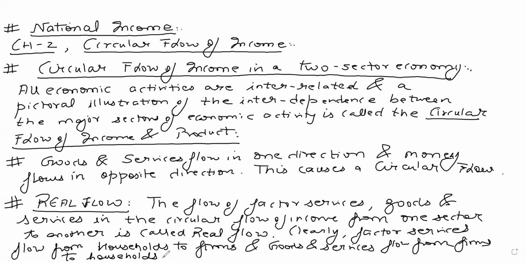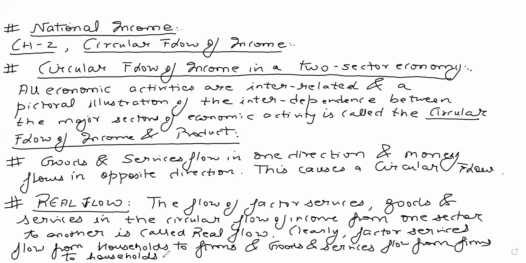So students, this is called the real flow. When I talk about real flow, no money is involved. When I talk about real flow, households are providing land, labor, capital, and entrepreneurship skills to the firms. Firms are producing goods and services and providing it to the households. This is simply called the real flow. You can clearly see that real flow only involves flow of goods. No money is involved here.